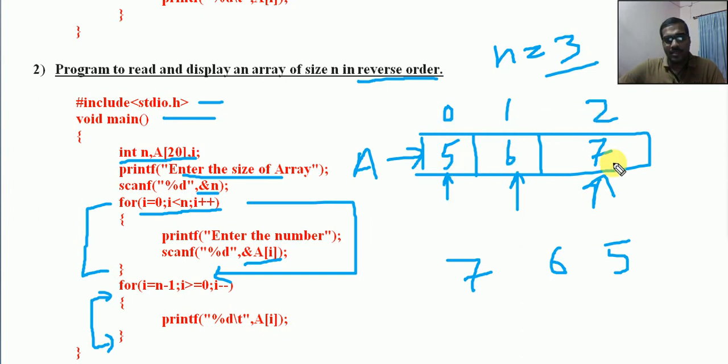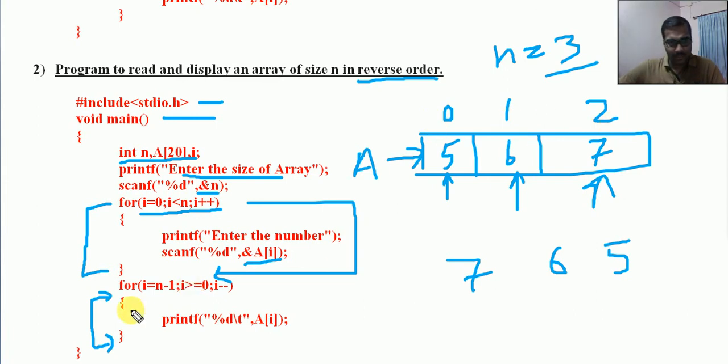Now the logic is very simple. Just start from 2, continue up to 0, print. Then 7, 6, 5 will be printed. That is the only logic. Just like 0 to 2 what we are printing, normal printing in the previous case. Now we want to print from 2 to 0 in the reverse order. So we need to start from the end.